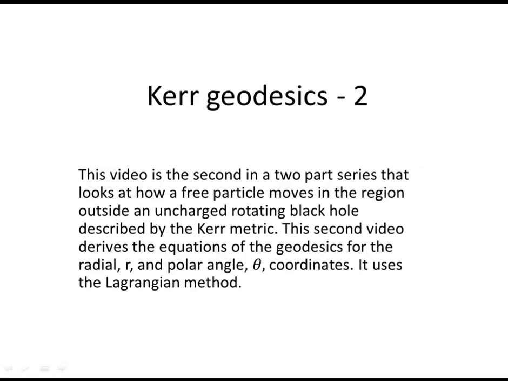This video is the second in a two-part series that looks at how a free particle moves in the region outside an uncharged rotating black hole described by the Kerr metric. This second video derives the equations of the geodesics for the radial r and polar angle theta coordinates. It uses the Lagrangian method.